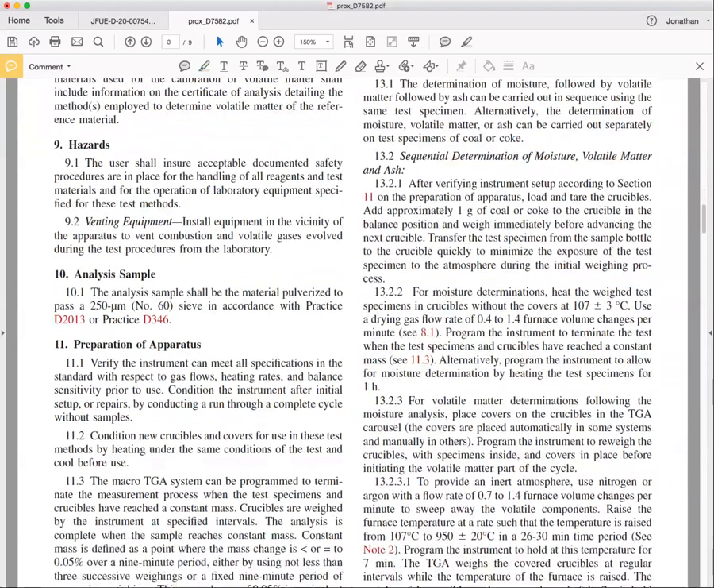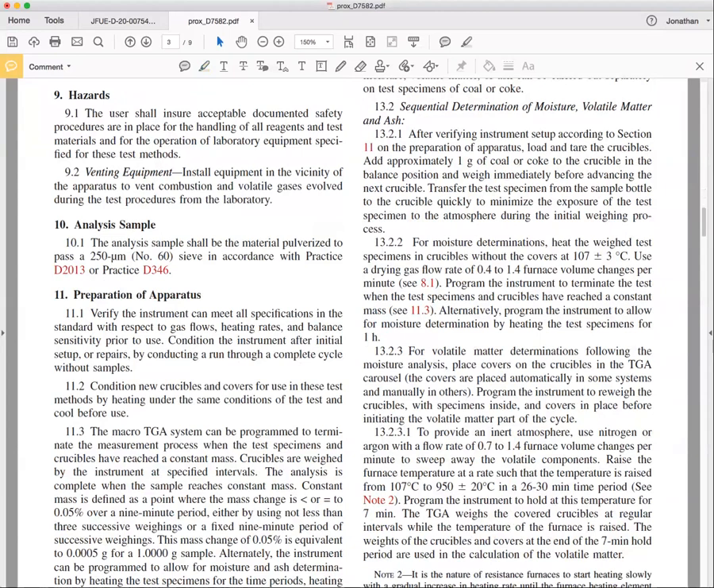Hazards. Sample will pass a 60 mesh sieve, and we will talk more about that in the lecture and a later lab very probably. But you don't just put coal in, it has to be a representative sample, and the particle size is controlled so it behaves appropriately.